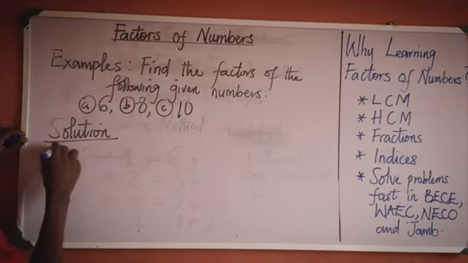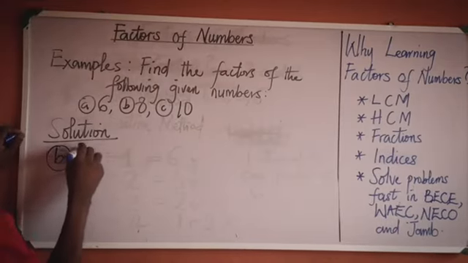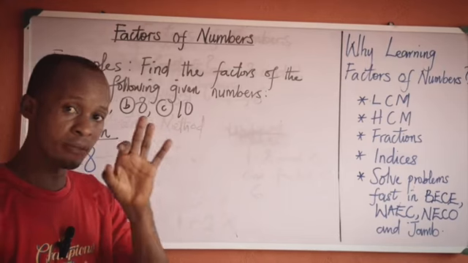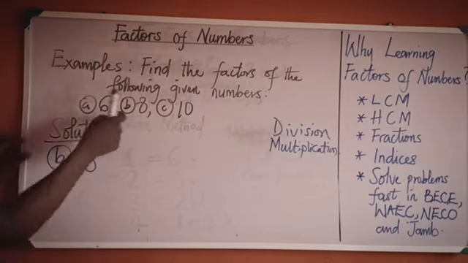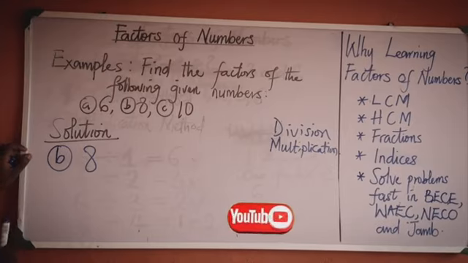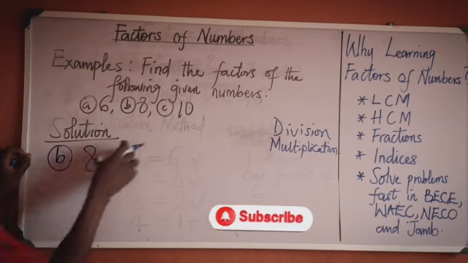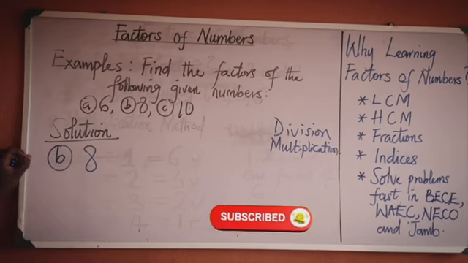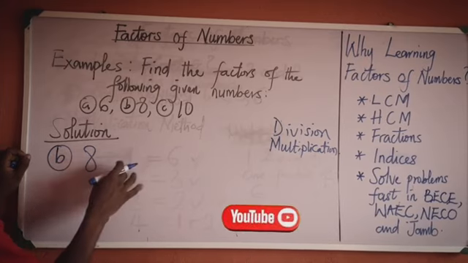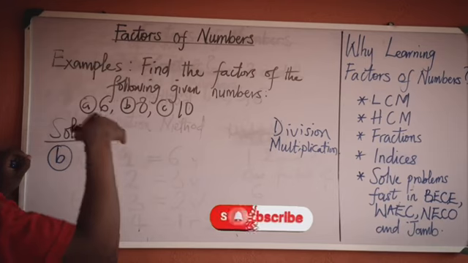Solution B, we have 8. We're still going to use the same method, that's the division method. So solution B, 8 is the given number. Just as we did when finding the factors of 6, we're going to be dividing the given number by the whole numbers beginning from number 1 upward.